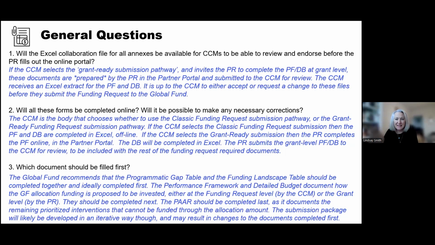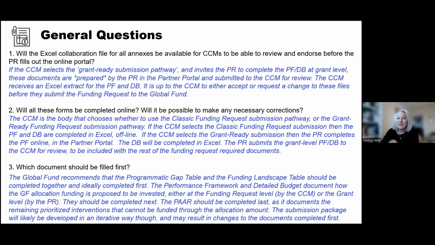The second question is a little bit similar, but slightly different. Are all these forms completed online, and will it be possible to make corrections? So the CCM, as I mentioned, chooses which pathway to use. And if they select the grant-ready submission pathway and ask the principal recipient to complete the grant level PF and detailed budget, the performance framework is completed online for the grant level by the PR. The detailed budget is completed in Excel offline.